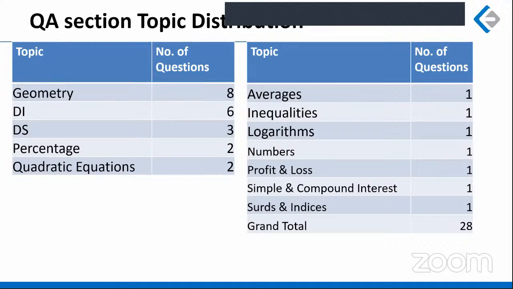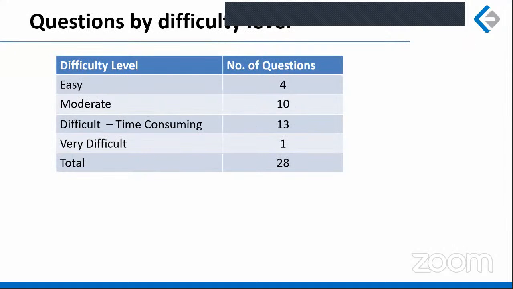A total of 28 questions. Let's see how many of these were easy and moderate. Out of these 28, 4 questions were easy, 10 were moderate, 13 were either difficult or time consuming, a little lengthy, and 1 was a very difficult question.